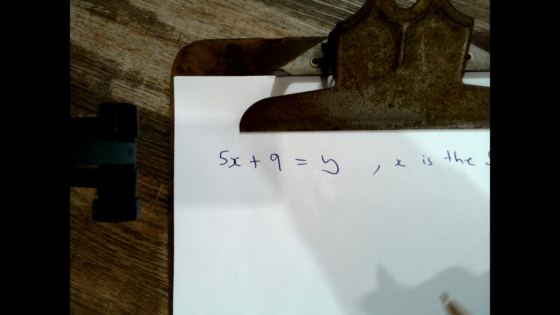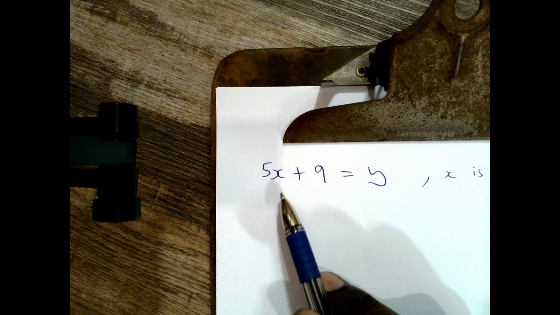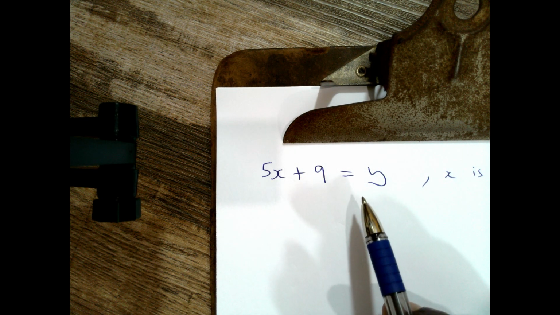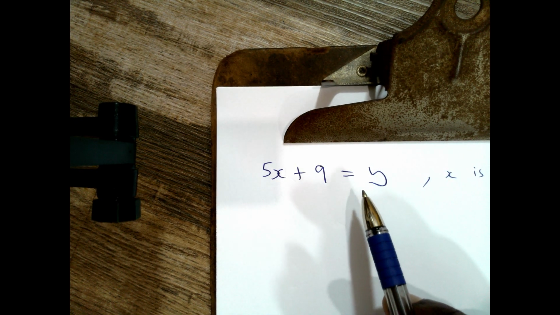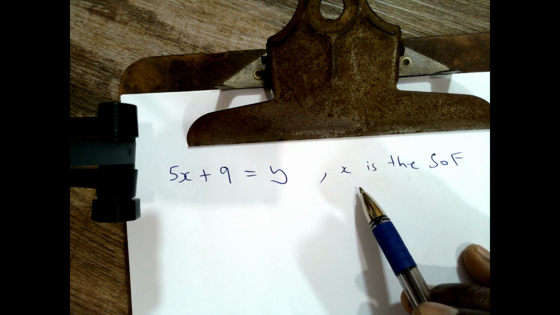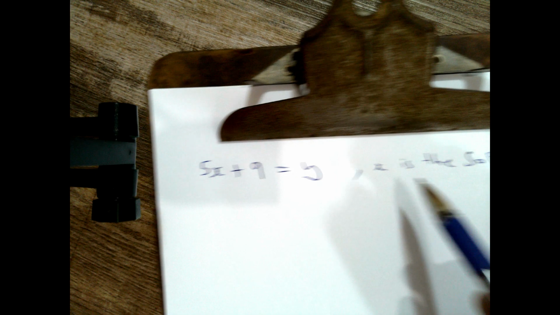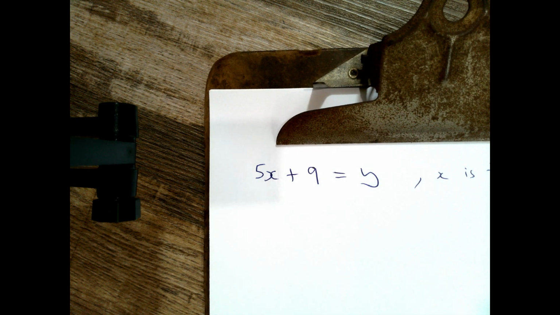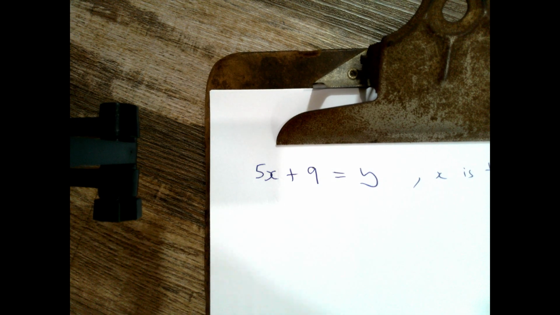So you saw how easy that was? Very easy. So let's work with a more complicated one. Right, so this one is 5x plus 9 equals y, of which x is the subject of the formula. So our goal is to actually get an expression for x in terms of all the other variables.